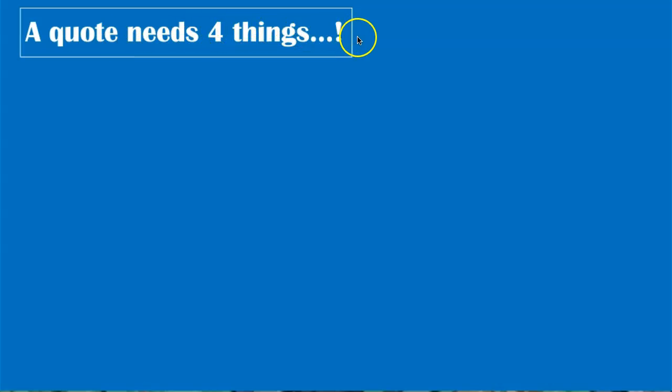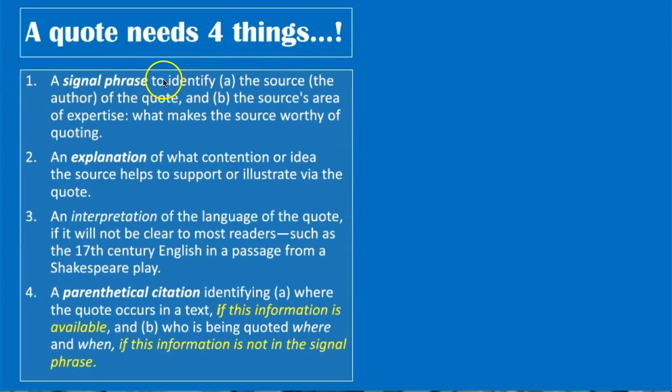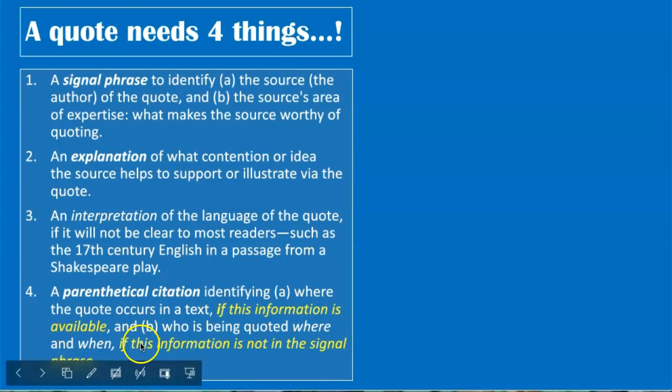A quote needs 4 things. 1, a signal phrase to identify A, the source, the author of the quote, and B, the source's area of expertise. What makes a source worthy of quoting? 2, an explanation of what contention or idea the source helps to support or illustrate via the quote. 3, an interpretation of the language of the quote, if it will not be clear to most readers, such as the 17th century English in a passage from a Shakespeare play. 4, a parenthetical citation identifying A, where the quote occurs in a text if this information is available, and B, who is being quoted where and when if this information is not in the signal phrase.